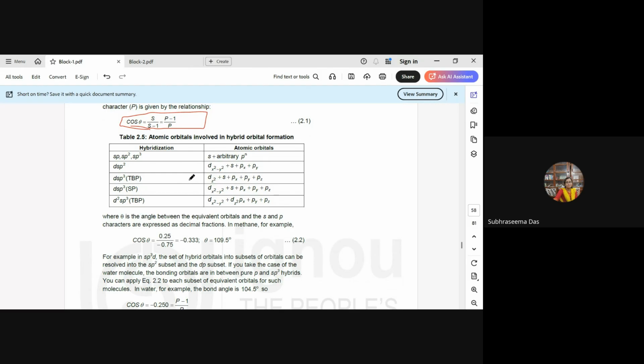that is present. In table 2.5, we will see the different types of atomic orbitals that are involved. When we have sp, sp2 or sp3, one is s and the others are p. For dsp2 hybridization, it is mostly dx²−y², and the rest, two p orbitals, are from px and py. When we have dsp3, that is for TBP geometry, the orbital involved is dz², s, and p is px plus py plus pz.